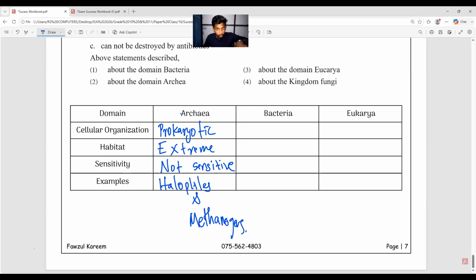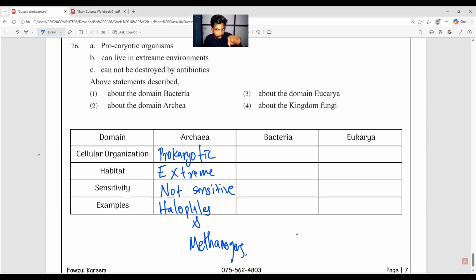Okay. Now we'll move to the bacteria. Now we have discussed domain archaea. You may remember that one, right? Are you following the notes here? You may have the paper, right? So within the paper, you can note down all these.